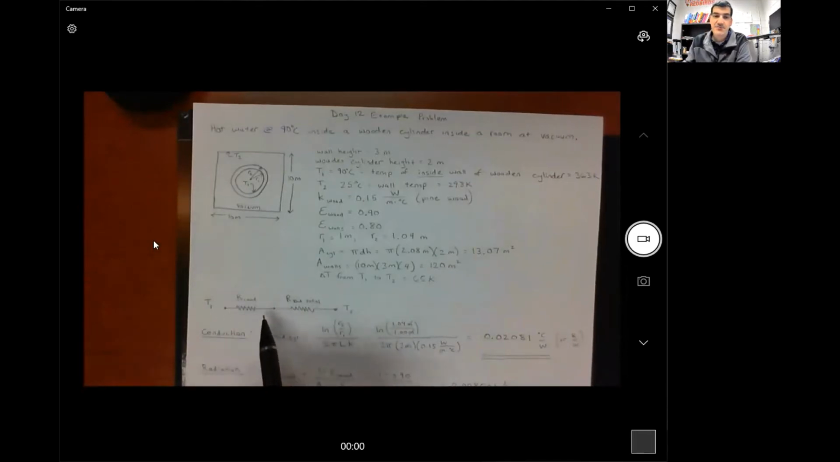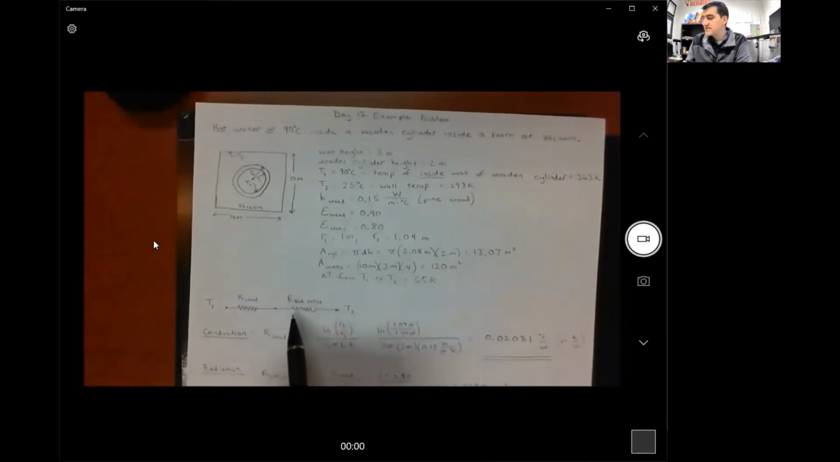Okay. So we know R2, we know R1, 2 pi is a constant, L is the height of the barrel, k is the conductivity of the wood. So there's no problem there. We know all of those things. So I don't foresee any problem calculating this resistance right here. Okay. What about this resistance right here?